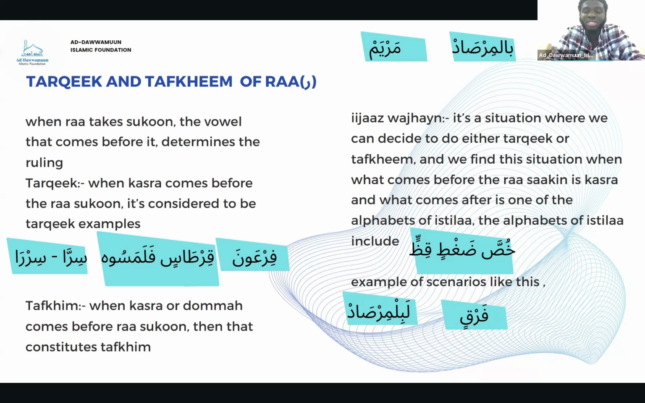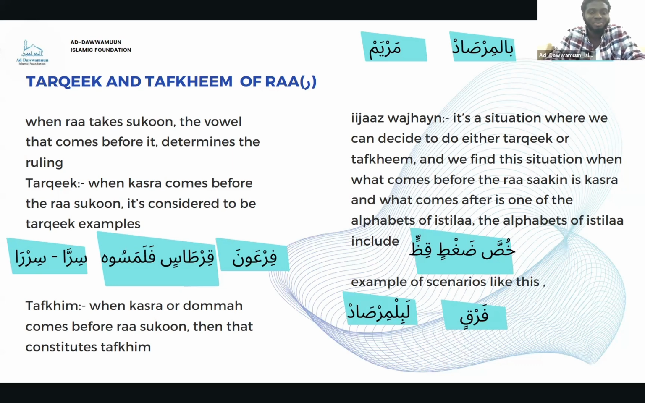First, we have to understand that Ra itself, Ra with Fatha, is what? Is Tafkheem. Why? Because when you want to say Ra Fatha, Ra, you don't say R. You say Ra. Ra kasra Ri. Ra damma Ru. So Ra Fatha Ra and Ra damma Ru is what? Tafkheem. But let's continue.